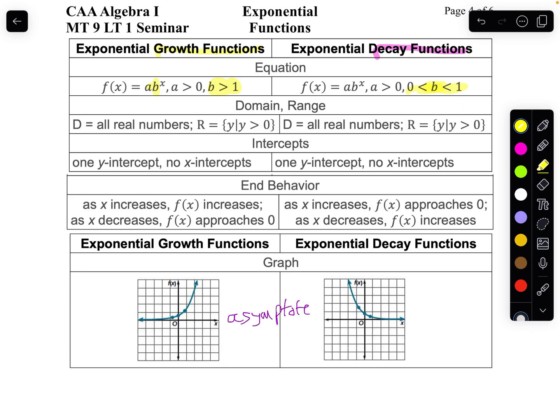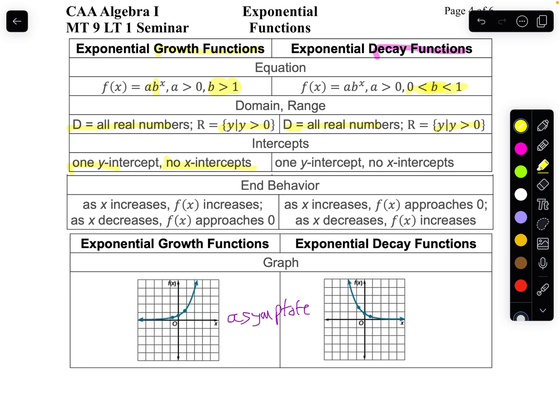For both of these, your domain is going to be all real numbers. Also, your range is going to be positive numbers, as we talked about. You're always going to have one y-intercept and no x-intercepts.